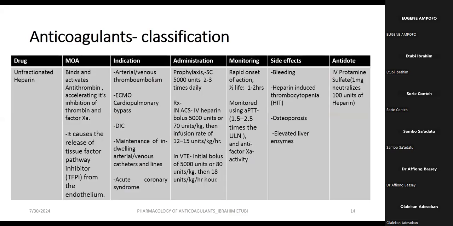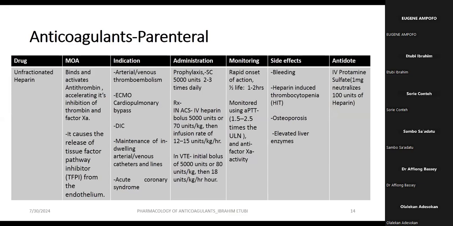7, 9, and 10. Now looking at the parenteral formulation, if we look at the unfractionated heparin, the way it works is that it binds and activates antithrombin. And when this occurs, that's where it accelerates the inhibition of thrombin and factor 10.